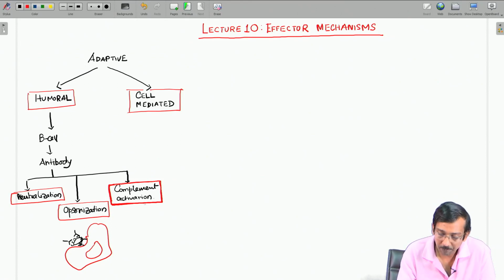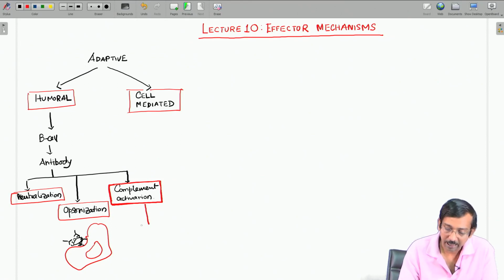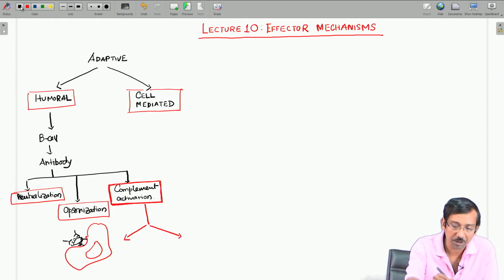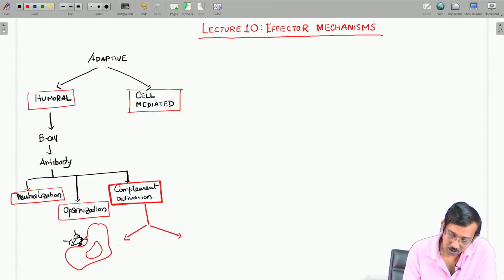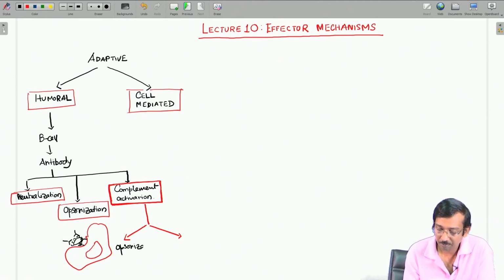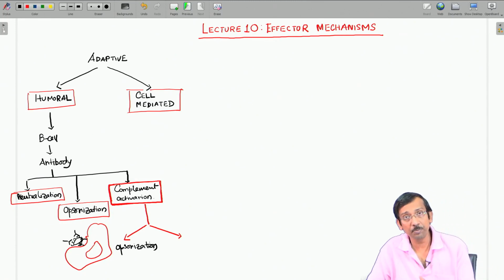The complement activation in turn can lead to two different functions. One is opsonization. Again, it can also lead to opsonization. So, antibody and complement, they work together. So, what are these complements?